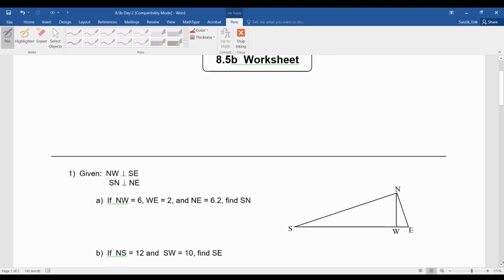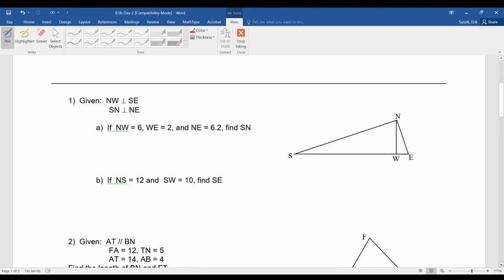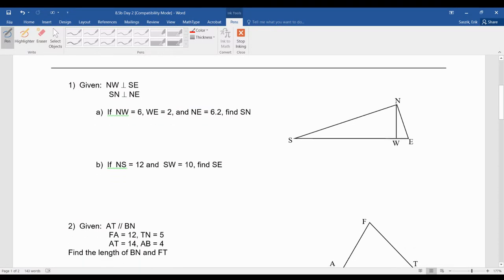All right, there's some hard problems on this sheet. I'm not going to do all of them here. I will post the solution document. I'm going to talk about some.